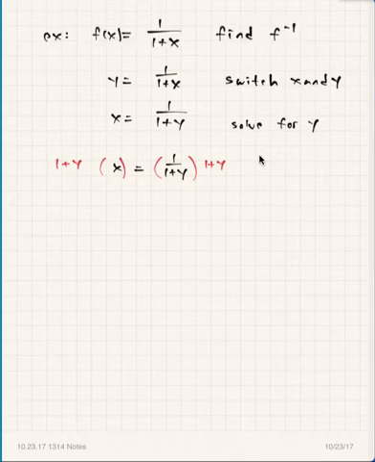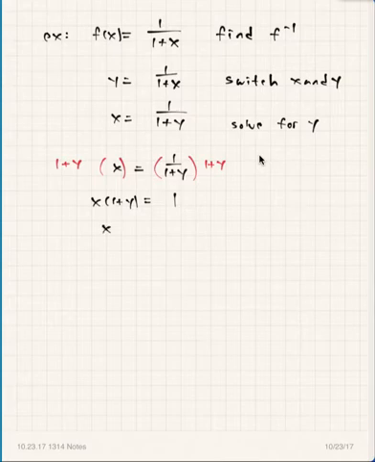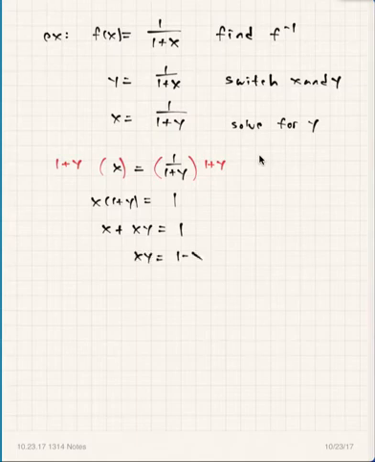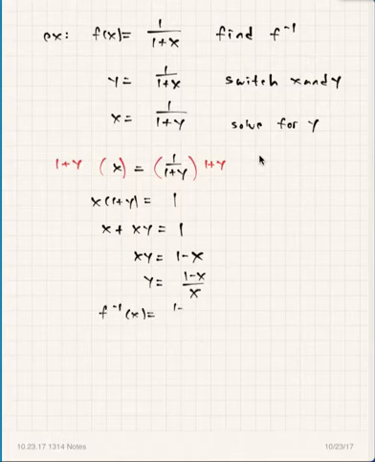And so that gives me x times 1 plus y equals 1. And then I multiply this out using the distributive property. You get x plus xy equals 1. And then I subtract x. And then finally divide by x. And there's my inverse. And so you have f inverse of x is equal to 1 minus x over x, like that.